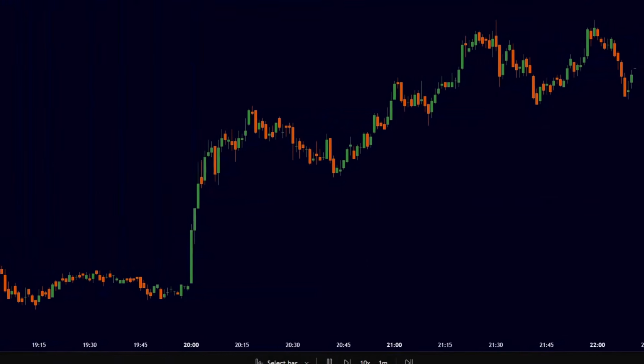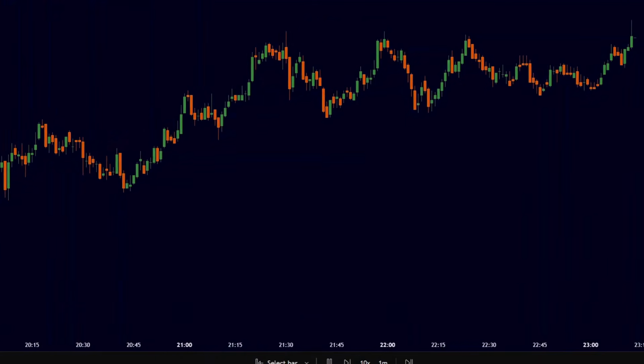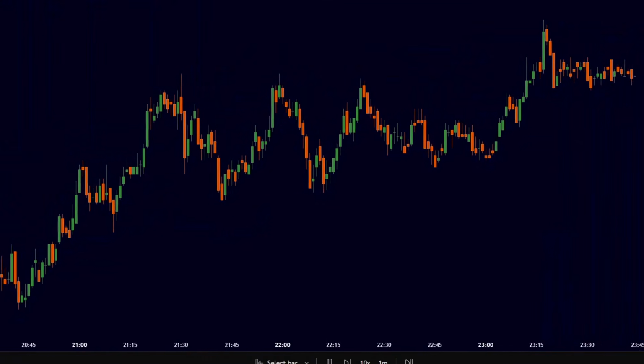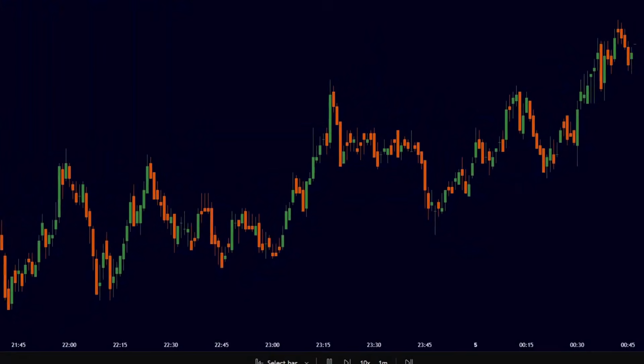Note, because you're waiting for deeper pullbacks, you will sometimes miss trades that don't retrace far enough. This setup works best on assets with deep retracements, like gold, XAU/USD.